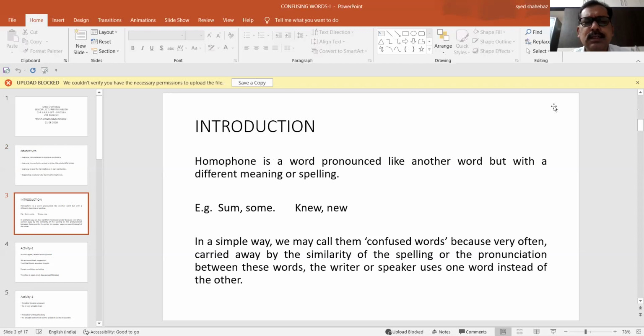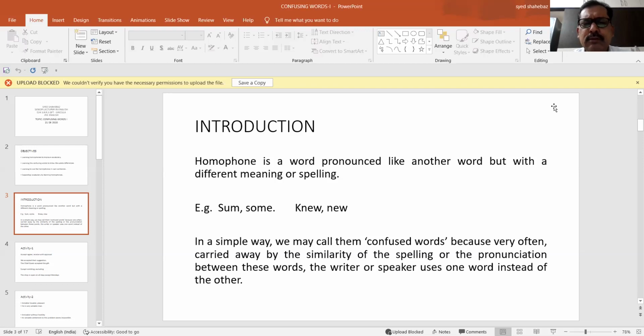Let us see the introduction. Homophone is a word pronounced like another word, but with a different meaning or spelling. Homophones are confusing words. They have the same pronunciation, but different meaning and spelling. Example words are given: some, sum, new, knew. There is no difference in pronunciation, but difference in spelling and meaning.